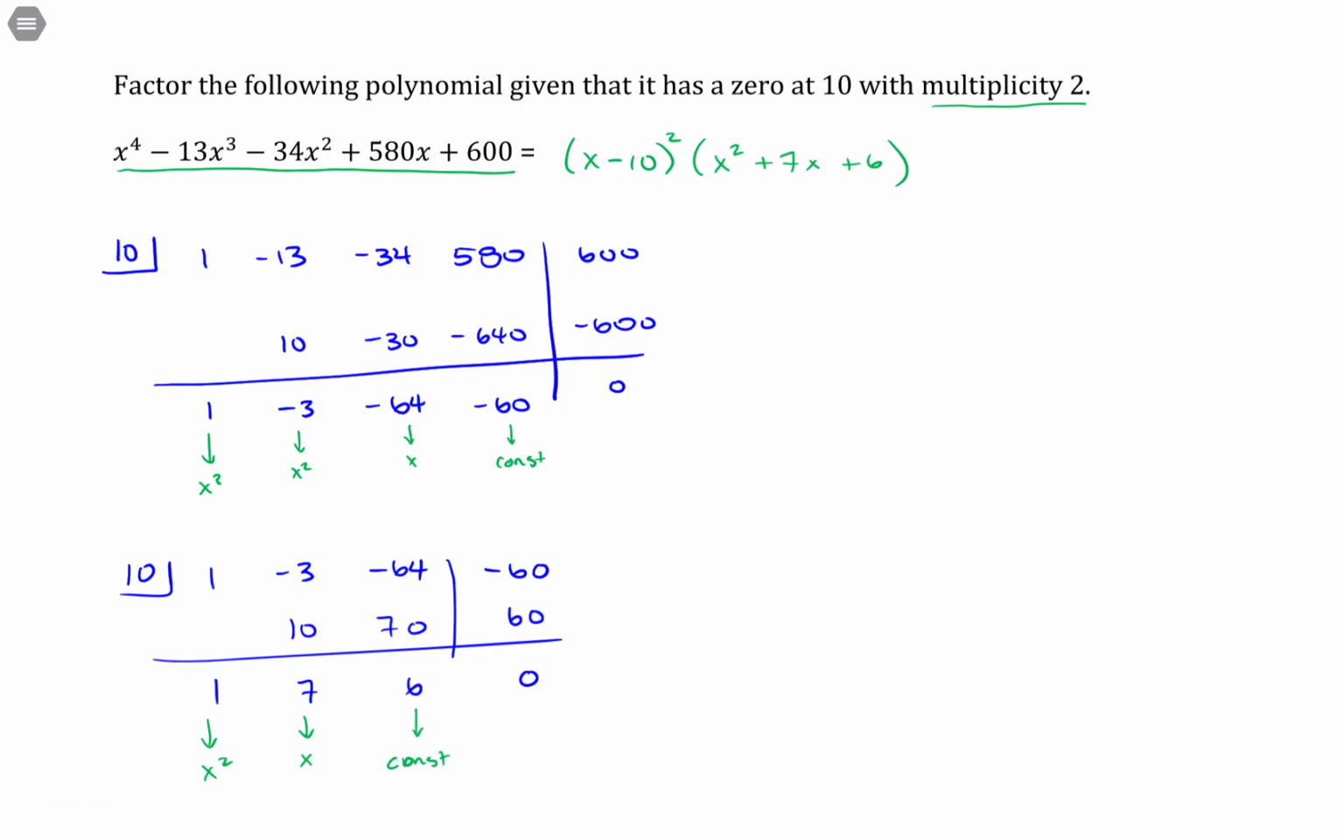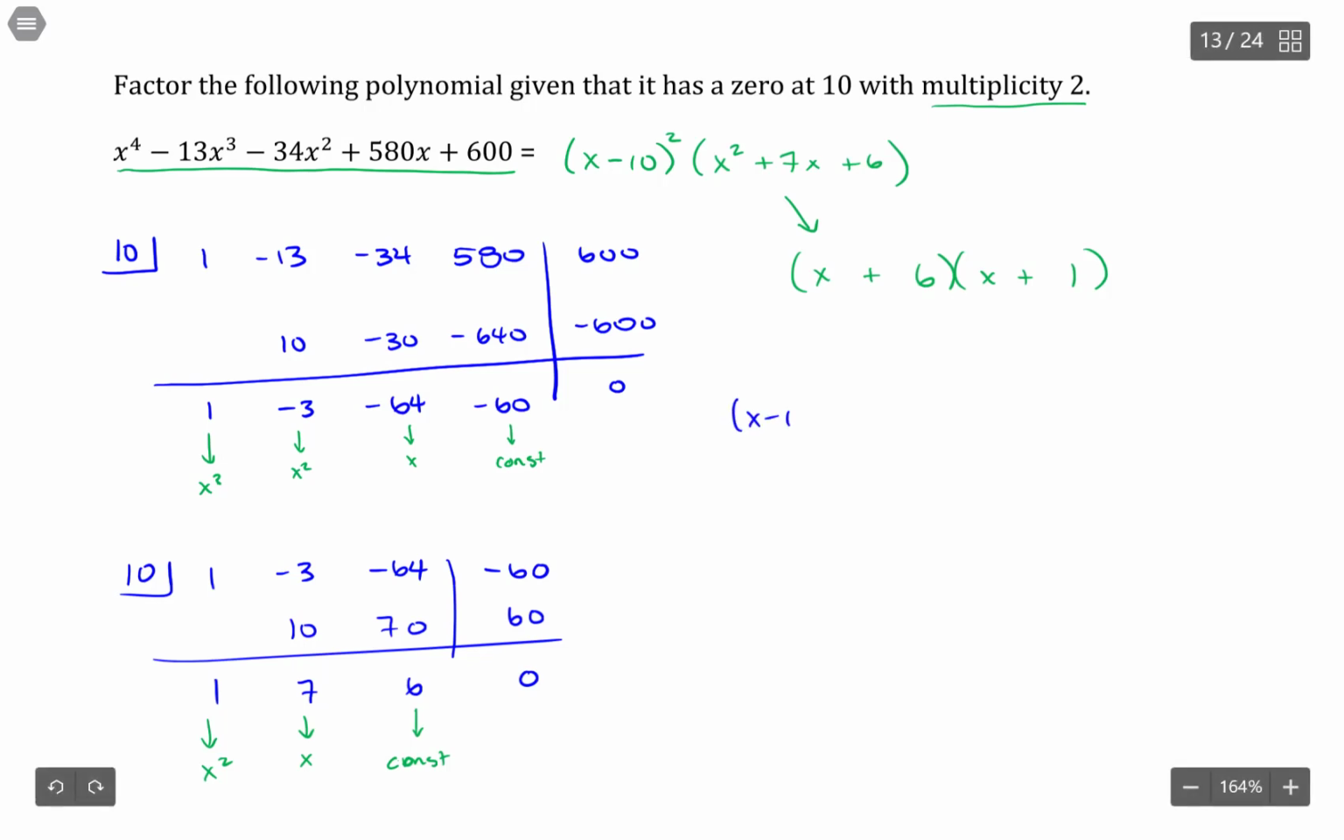My job now to find the remaining zeros is to just figure out what the zeros of this quadratic are. So with any luck, we should be able to factor this. Let's see what happens. Since the leading term coefficient is 1, all I need are 2 values that multiply to 6, then add to 7. So positive 6 and positive 1 work great. So that gives me the remaining factors, and from the factors I can identify all the zeros or express the polynomial in factored form, which would be x minus 10 squared times x plus 6 times x plus 1.